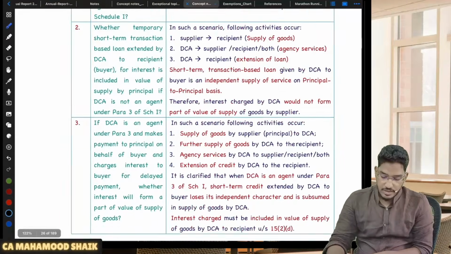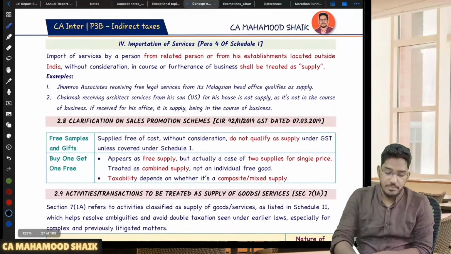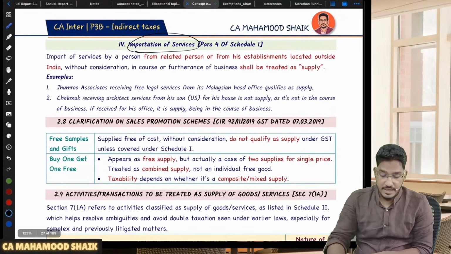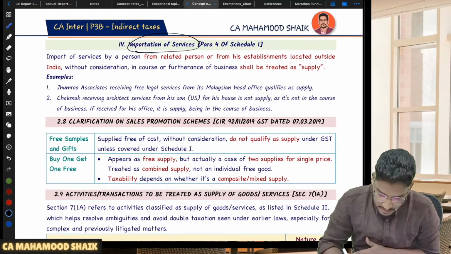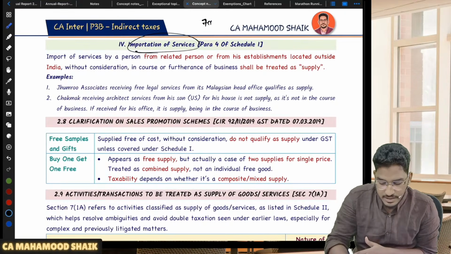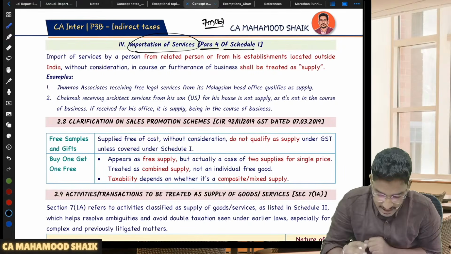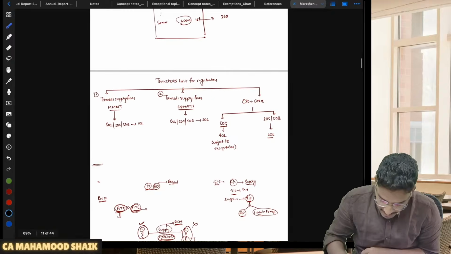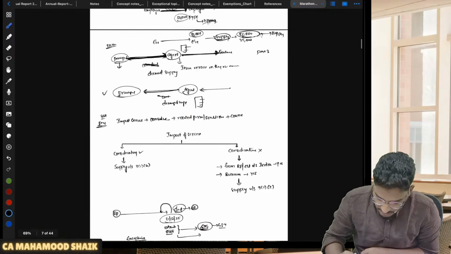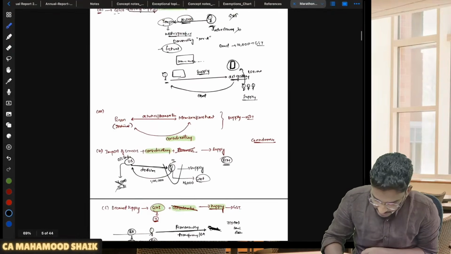Next, one more last area, last paragraph: importation of services. Importation of services has been covered under Section 7 subsection 1 clause B also, and even para number 4 of Schedule 1 also says something regarding importation of services. I should have one chart for that. Let me show you that. Let me use that for the purpose of giving you the clarity.